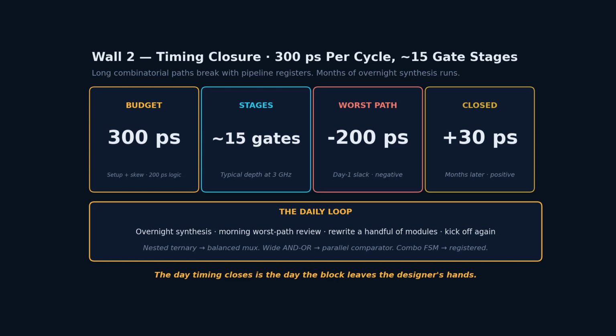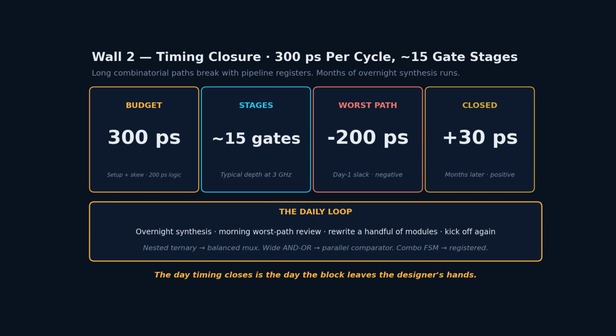Synthesis runs overnight. The designer reviews the worst path in the morning, rewrites a handful of modules, kicks off another run. Slowly, the worst-case slack moves from negative 200 picoseconds to negative 50, to 10, to 30. The day timing closes is the day the block is allowed to leave the designer's hands. Every other block in the chip has its own designer doing the same thing, in parallel, for the same 18 months.